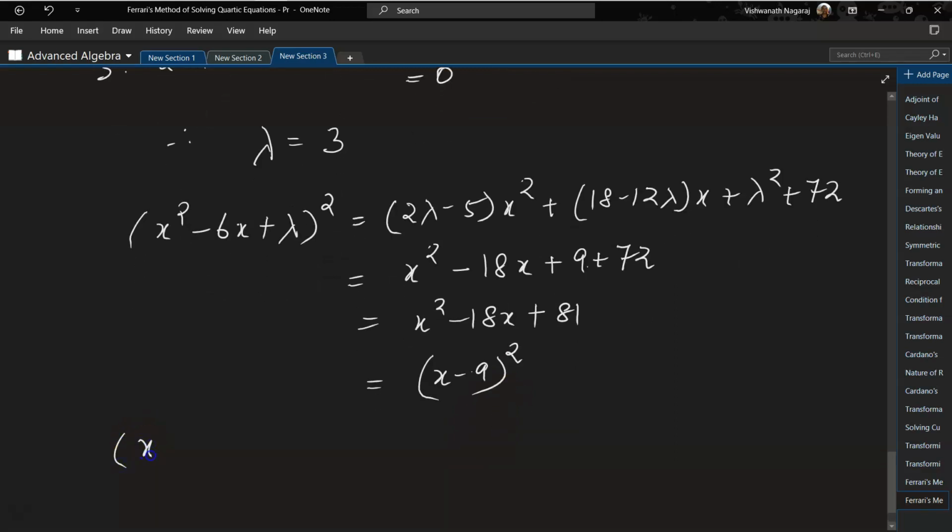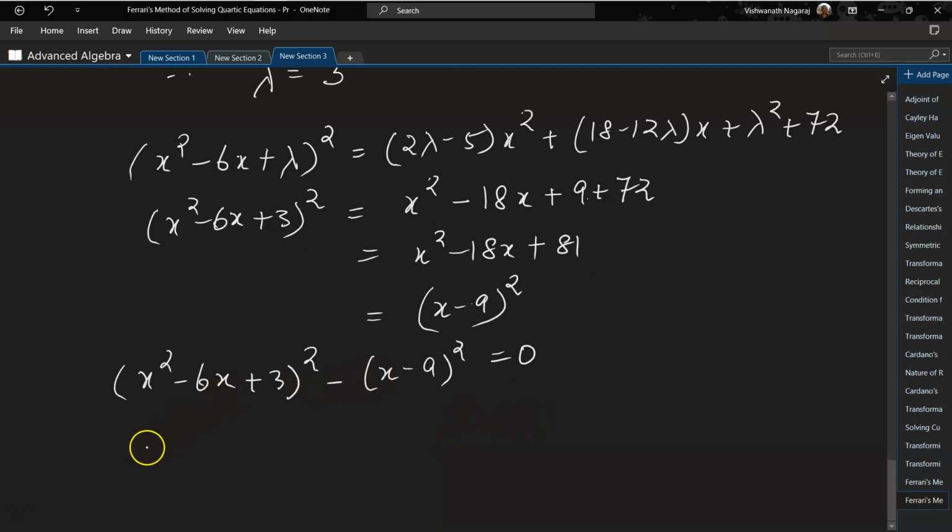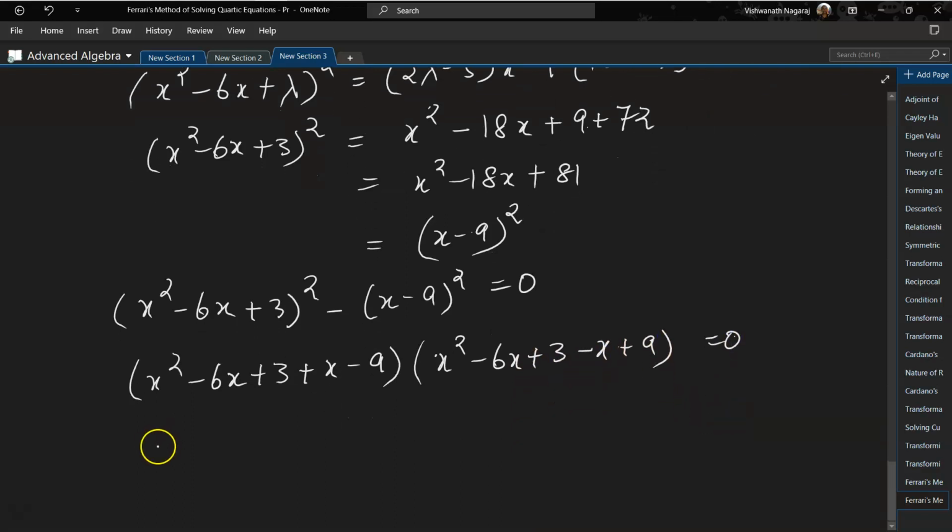Now let's bring that square to this side. So x square minus 6x, by the way this lambda would be 3, so plus 3 the whole square minus x minus 9 square equal to 0. Okay, now a square minus b square. So x square minus 6x plus 3 plus x minus 9 times x square minus 6x plus 3 minus x plus 9 equal to 0. Let's simplify this. x square minus 5x minus 6 equal to 0, and then here x square minus 7x plus 12 equal to 0.